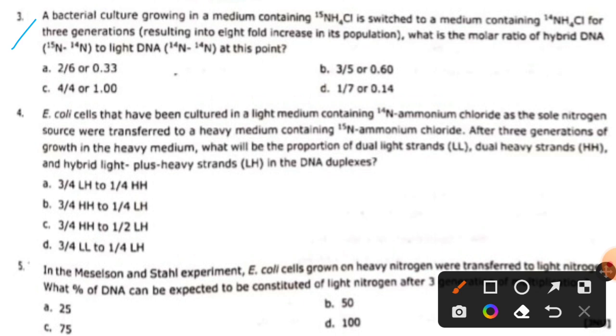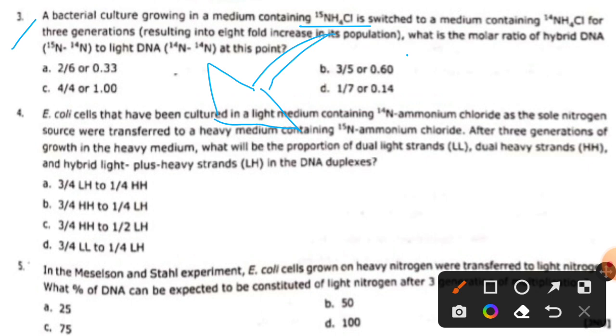A bacterial culture growing in a medium containing 15NH4Cl. In the previous video, where I discussed the Meselson and Stahl experiment, I told you that we are using ammonium chloride as a nitrogen source for the bacteria, right? You switch to a medium containing 14NH4Cl for 3 generations, resulting in an 8-fold increase in its population. They want from us the molar ratio of hybrid DNA to light DNA at this point.